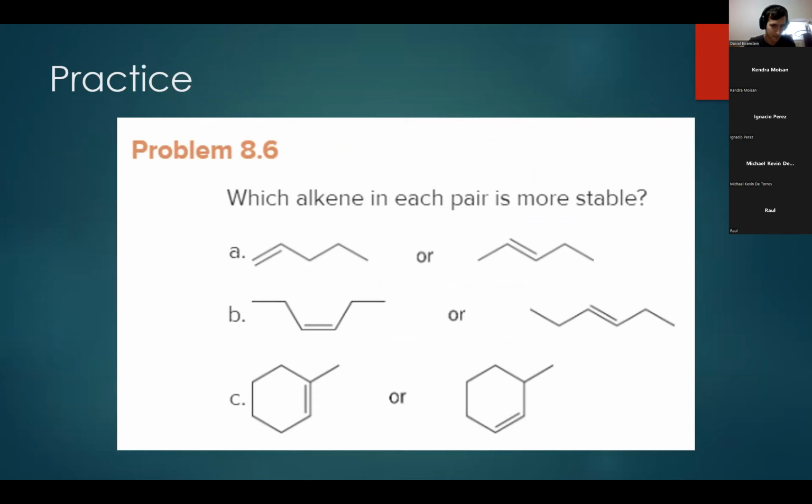A, left or right? Okay, great. B. Okay, yep, right, right, and then C is gonna be left.